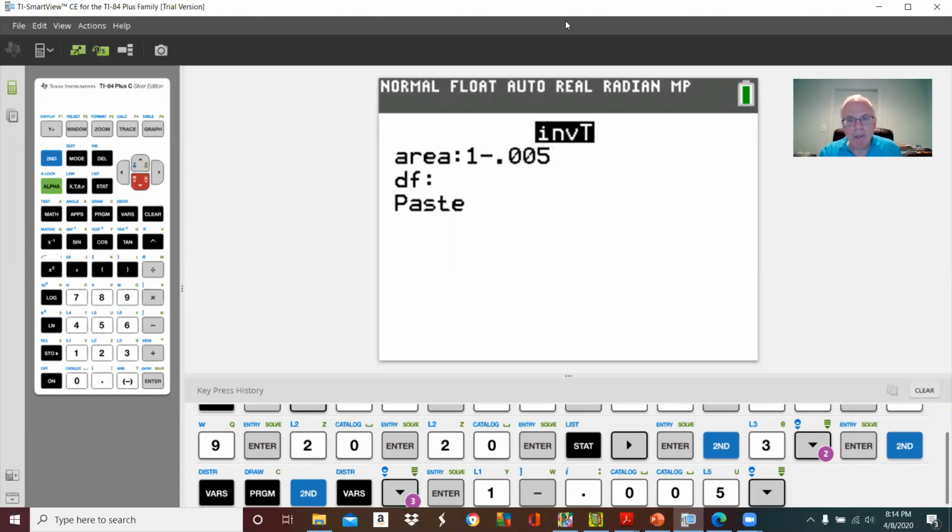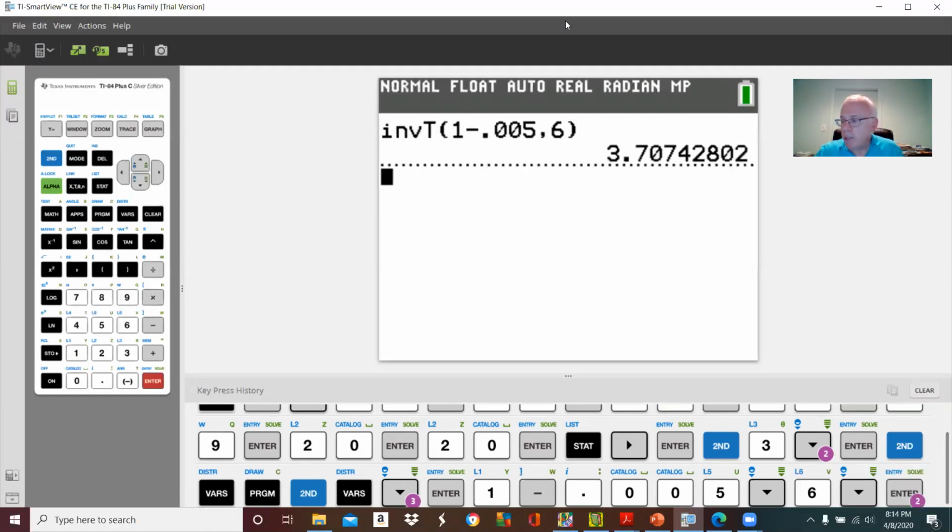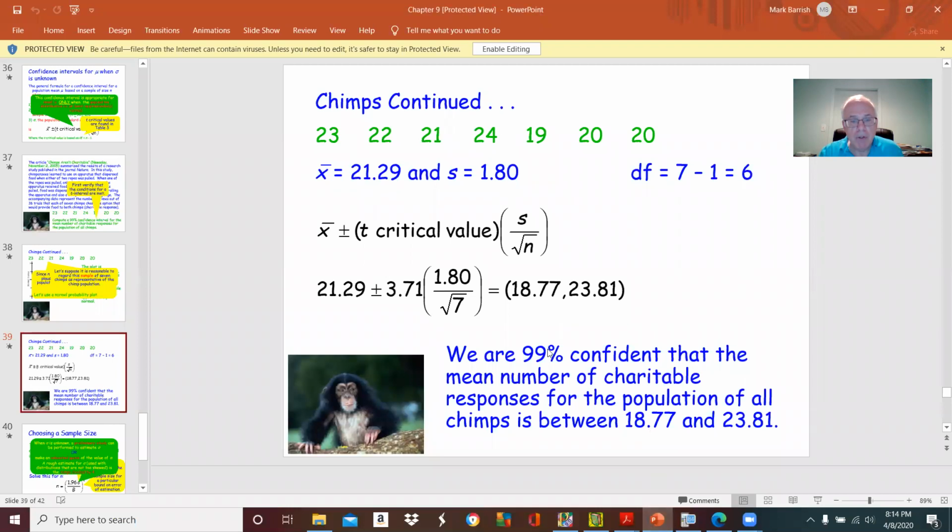Degrees of freedom, there are 7. If the sample size is 7, we want to put 6 in here. Hit enter, and we get 3.7074. Okay, that's what we get for our critical value. If we go back to the slides, notice they use 3.71 here, which is rounded to 2 decimal places.